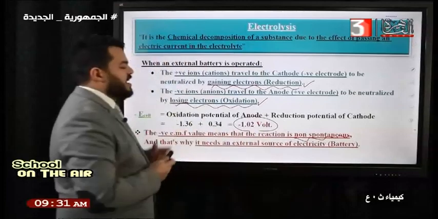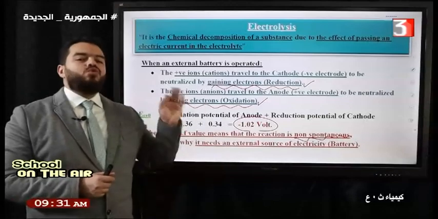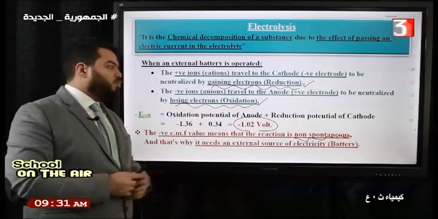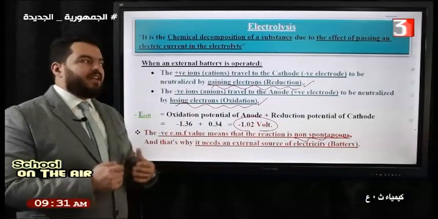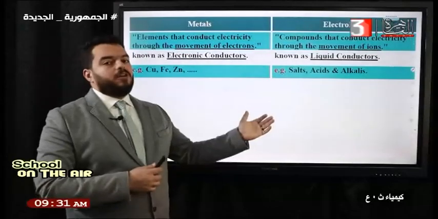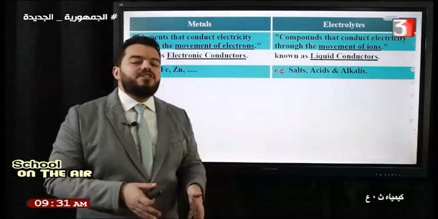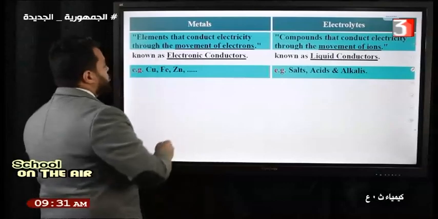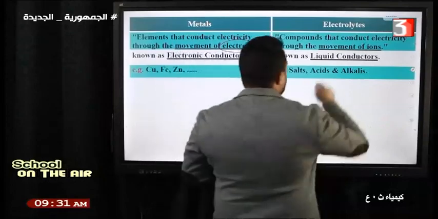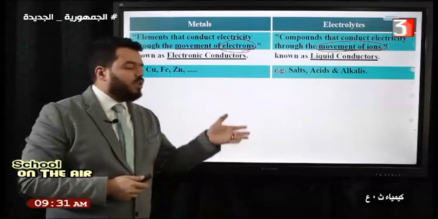so it's a non-spontaneous redox reaction with a negative EMF. So for the electrolytic cell, you have to use an external source of electricity. You have to make a battery before you give it to the electrolytic cell. And there is a comparison between the metal electrode and the electrolyte in the conduction of electricity. The metal electrode conducts electricity through the movement of electrons, and the electrolyte conducts electricity through the movement of free ions in the liquid conductor.